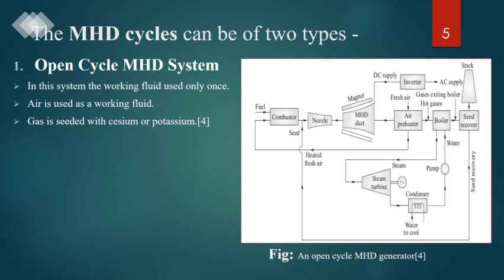Actually, seeding is a process by which we increase the ionization temperature. Cesium or potassium work as a chemical element which increases the ionization capability. So hot, ionized gases pass from the nozzle. The nozzle helps to accelerate the speed of the gases, which pass through the MHD duct. This duct is just like the previous diagram where we saw there are two electrodes, an upper electrode and a lower electrode. Between these two electrodes, gases pass, and the process is the same to produce electricity.